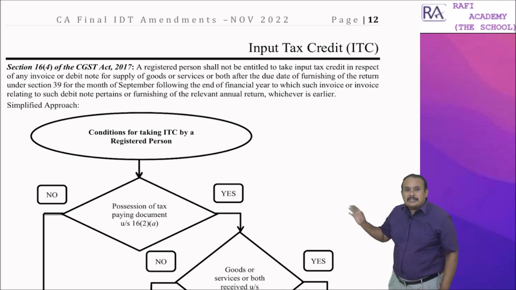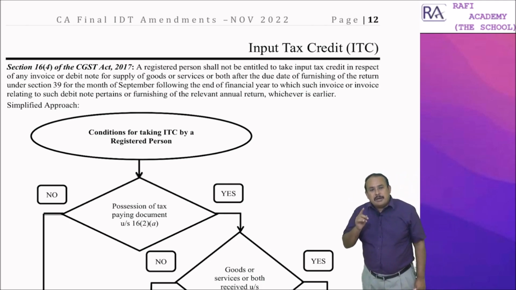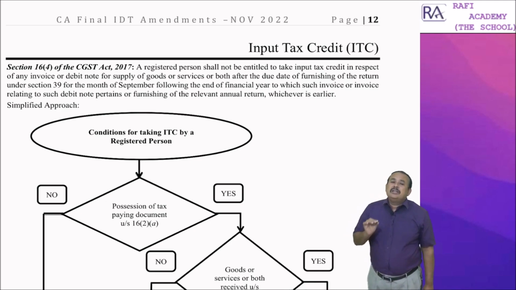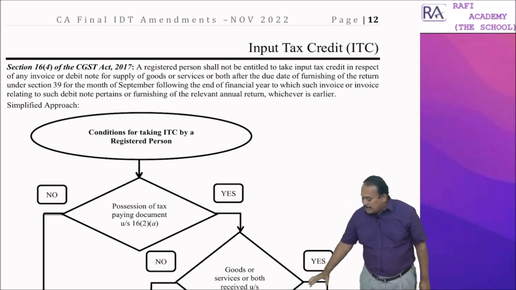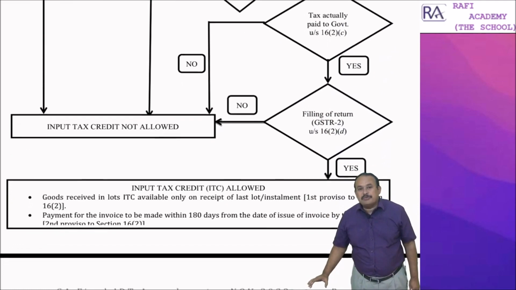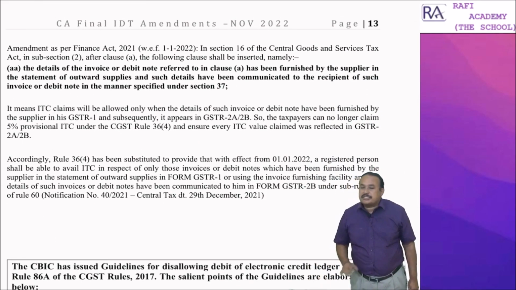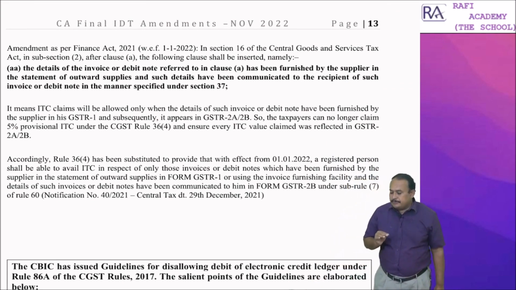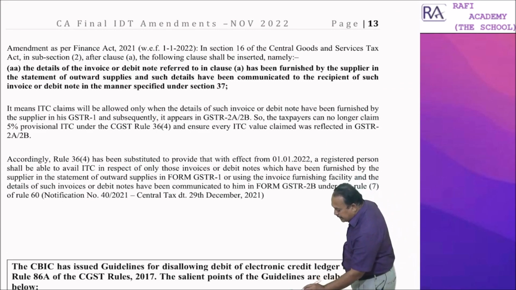Continuation of amendments applicable for your November 2022 exam or the January 2023 exam, as the case may be, are as follows. Under the input tax credit chapter, one important amendment has taken place. Section 16, subsection 2 of the CGST Act speaks of the conditions for availing input tax credit, as you are aware. Under this provision, a new clause has been inserted: Section 16, subsection 2, clause aa.